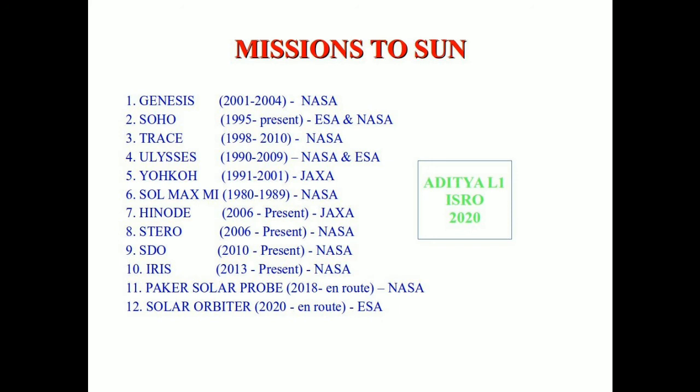10th one, Interface Region Imaging Spectrograph. It is also by NASA. It focuses on the interface region, that is lower levels of the sun's atmosphere. 11th one, Parker Solar Probe. It is an orbiter spacecraft mission launched by NASA in 2018 and expected to reach the solar orbit in 2025. Its goal is close-range solar coronal study. 12th one, Solar Orbiter. It is also an orbiter spacecraft mission launched by ESA in 2020. Its goal is solar and heliospheric study.